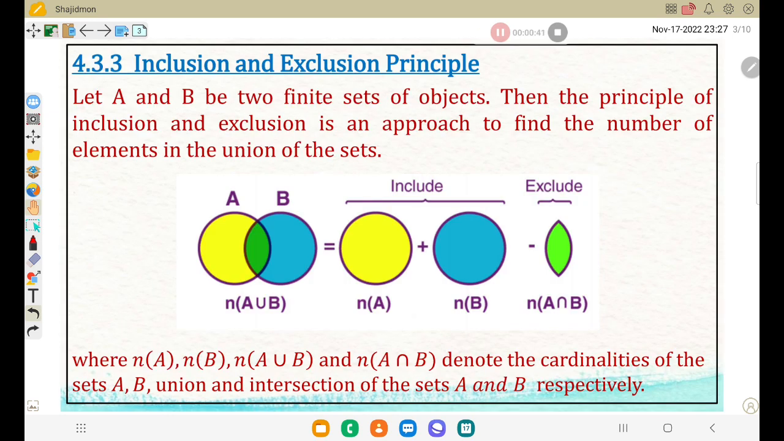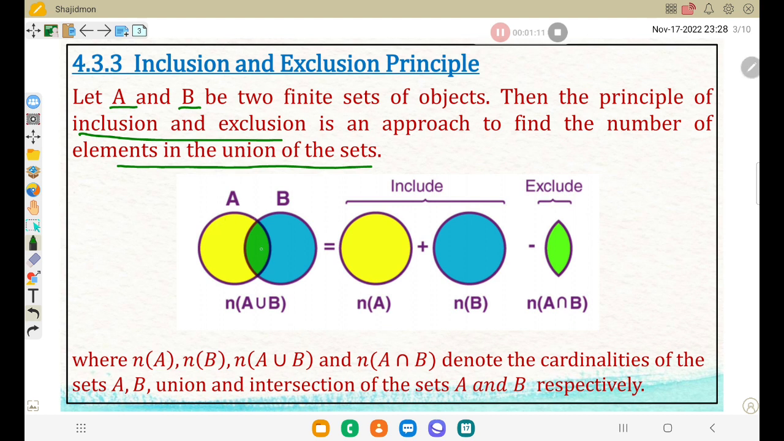What is this idea, the inclusion and exclusion principle? Let A and B be two finite sets. A is a set and B is another set, finite sets of objects. Then the principle of inclusion and exclusion is an approach to find the number of elements in the union of two sets.